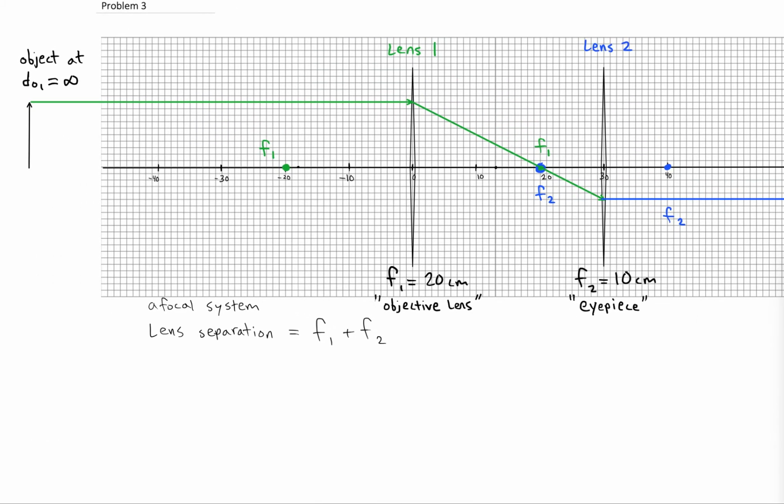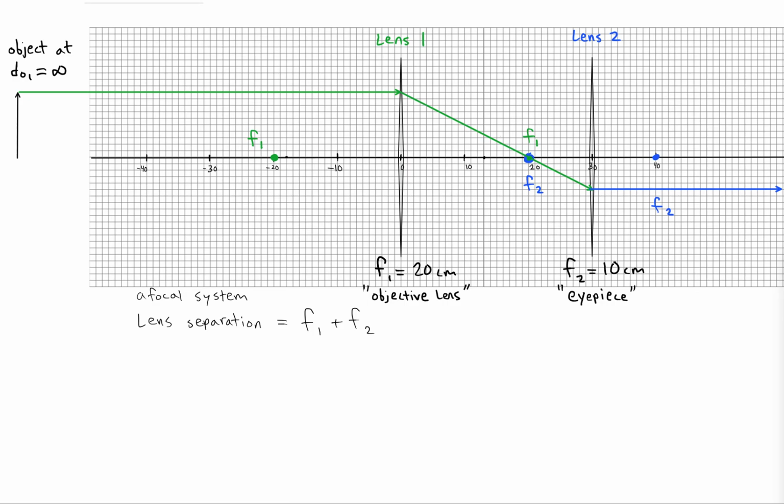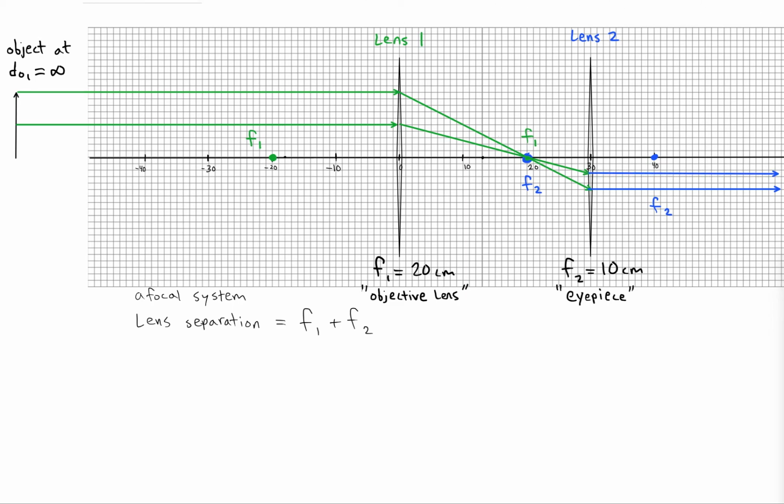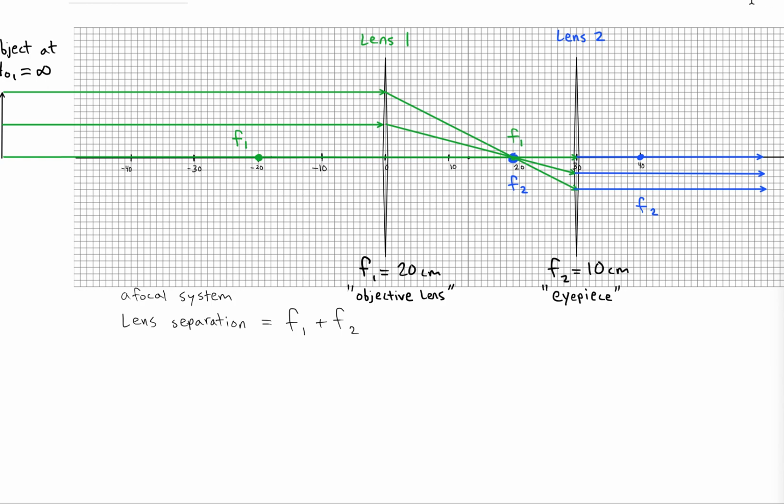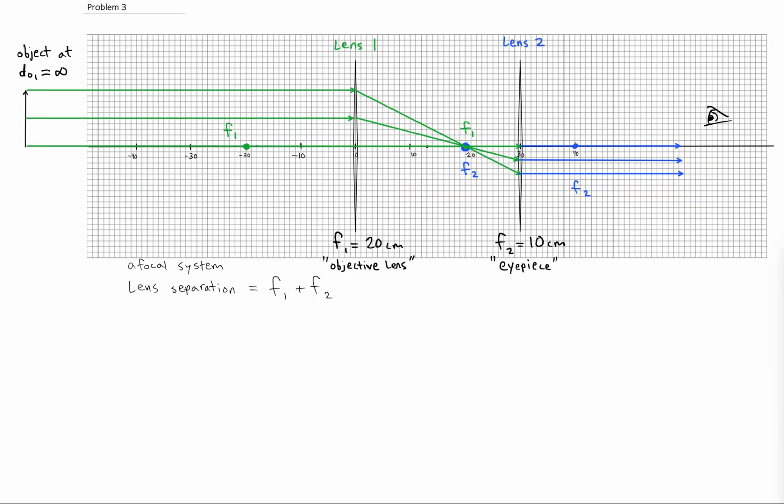Now you can draw more rays than just these as well. The rays have to come in parallel though, because the object is infinitely far away. This ray will go through the focal point, and it will come out on the other side like so. And we could even draw one parallel to the principal axis. An afocal system because it never really converges to an image.